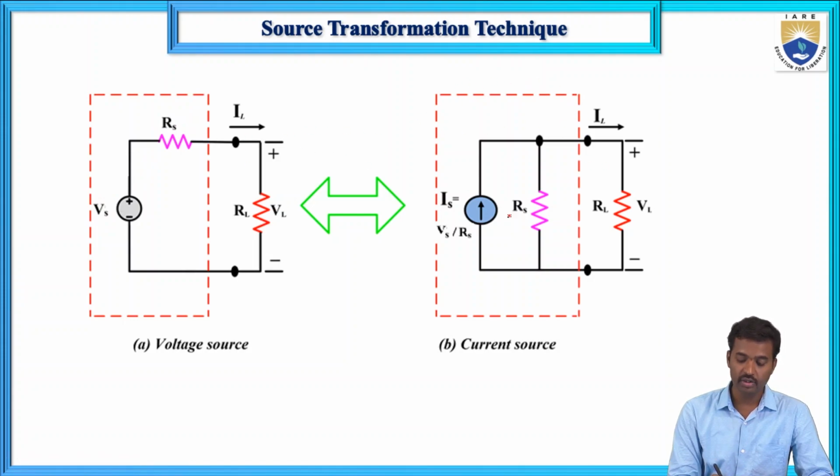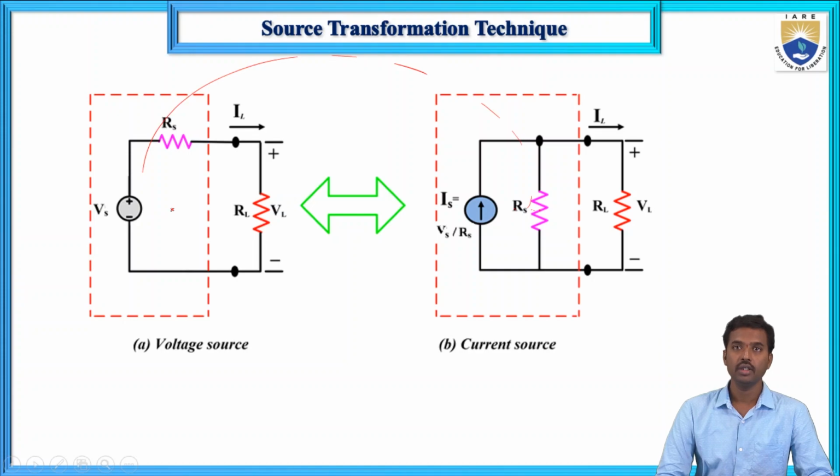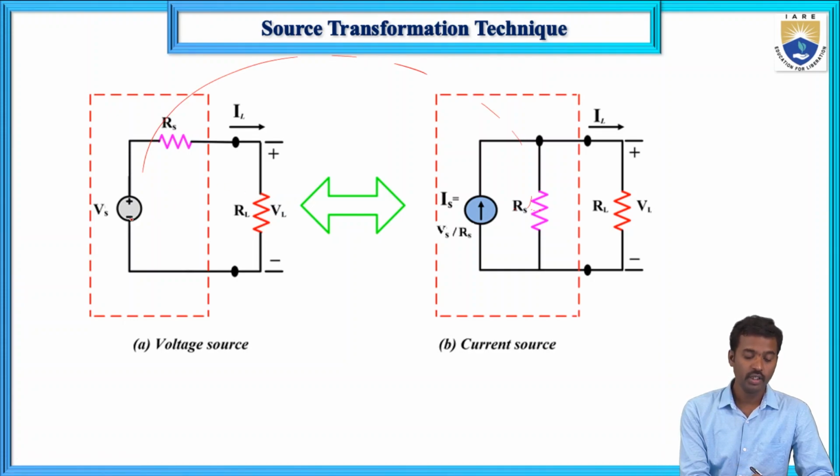And this one, current source in parallel with resistance. This is the source transformation technique. So now here, the current source in parallel with resistance can also be replaced by a voltage source in series with resistance.